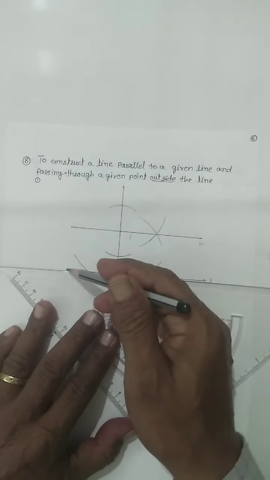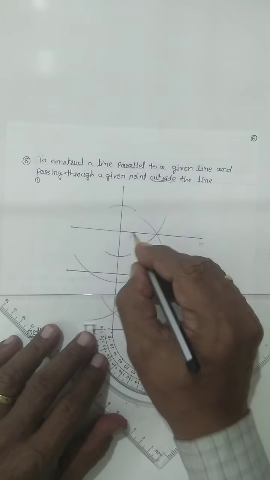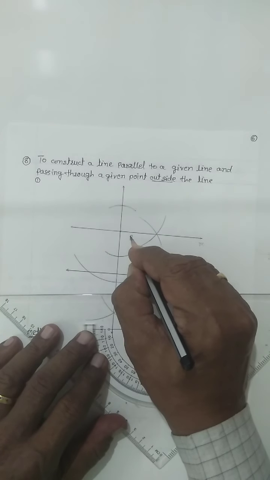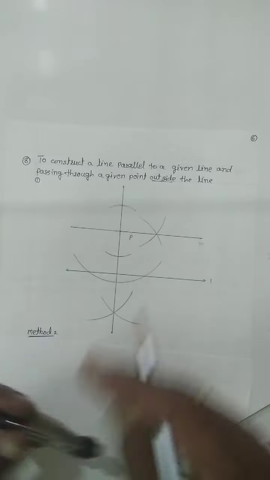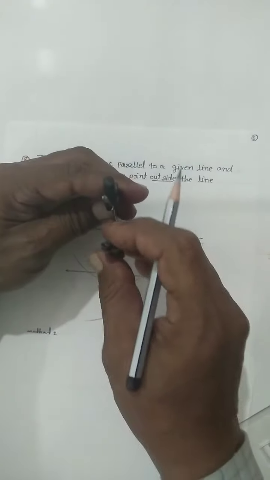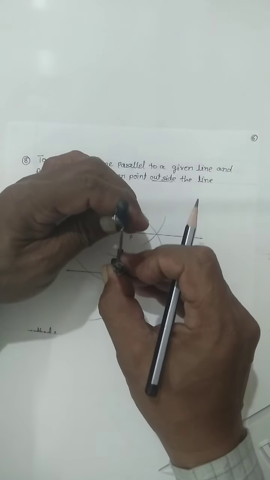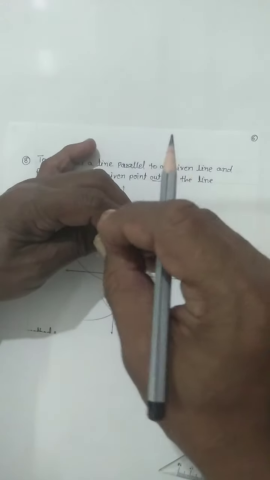In this way, draw the line L. Take a point P outside the given line L. Now we draw the perpendicular from this point P to the line L. For that we take some distance from this point P to the line L.